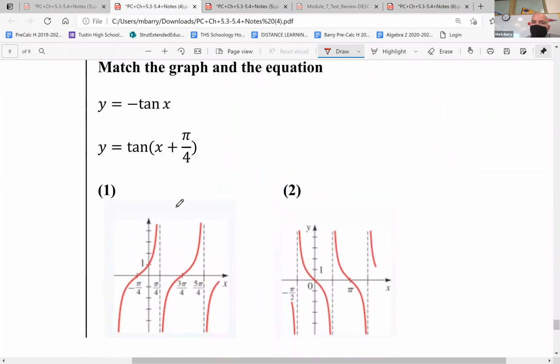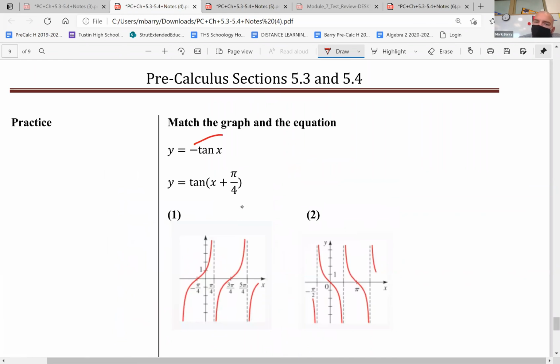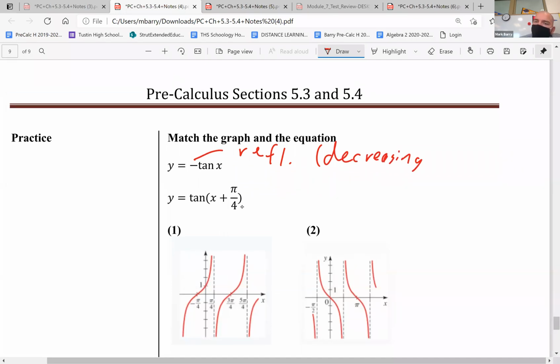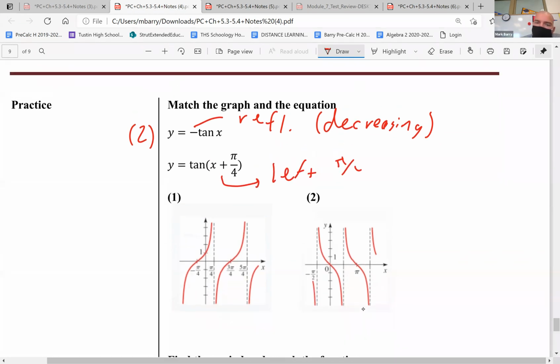Okay, so this one I'm matching the graph with the equation. I see we have a reflection, which means for tan, it's going to be decreasing. So I would see right away that that's number 2 there. You can see this graph is decreasing the whole way. You can see the key transformation here is a shift to the left, pi over 4. So we can see that our starting point here is at negative pi over 4. And so then I know that's number 1.